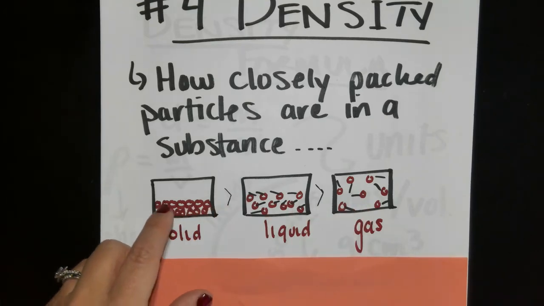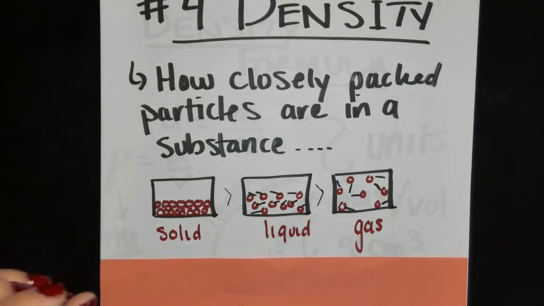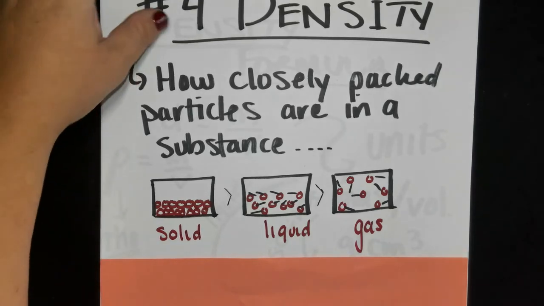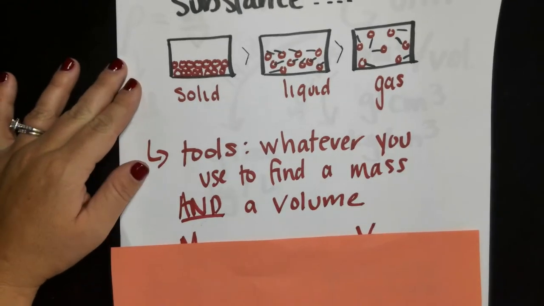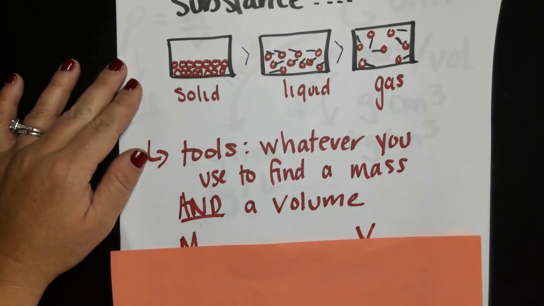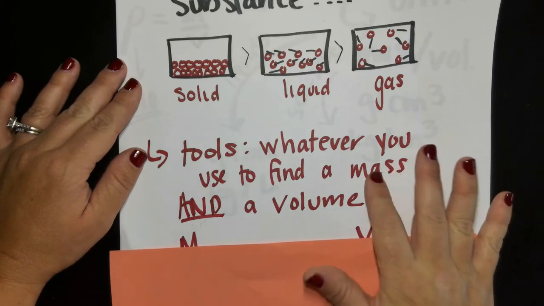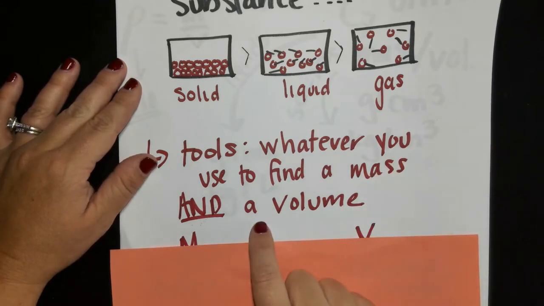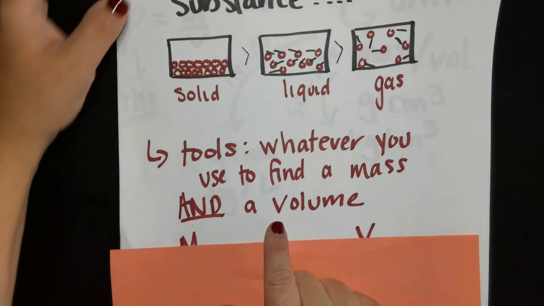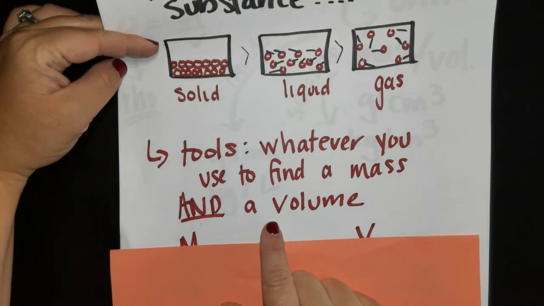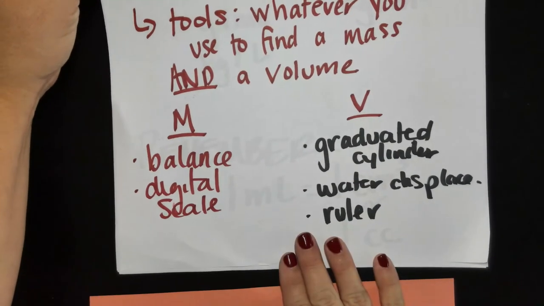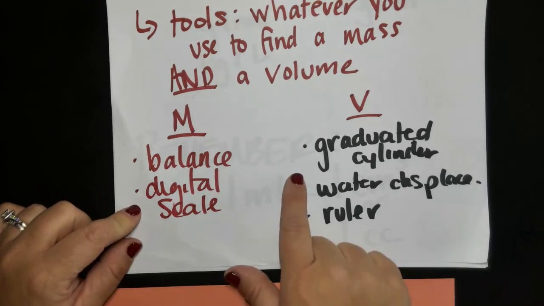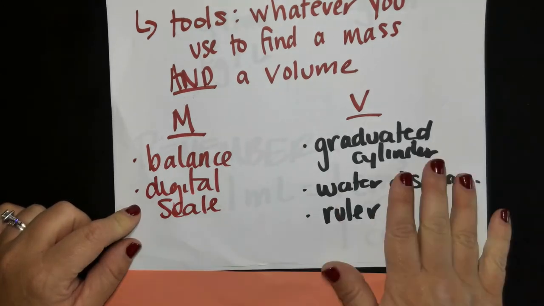Why is that? Because the particles in a solid are packed really closely together, okay? Tools that we would use to find the density of a substance, whatever we use to find mass and a volume, it could be a digital balance, a triple beam balance, we could use a graduated cylinder, we could use volumetric formulas, okay? As long as we're solving for a mass and a volume. So, again, balance, digital scale, graduated cylinder, water displacement, a ruler for those geometric formulas.